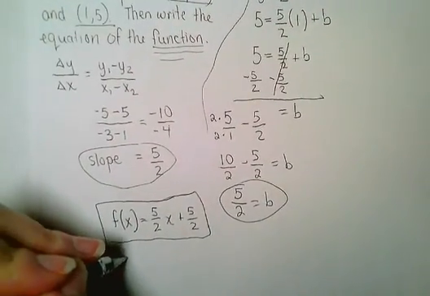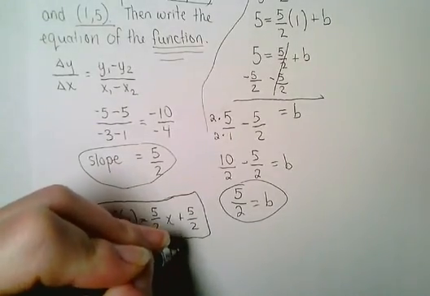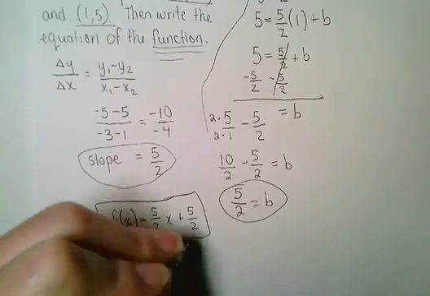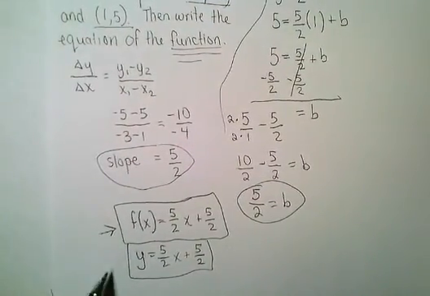Another way to write it would just be using y. So y equals 5 over 2x plus 5 over 2. Both of these would be correct. The only difference is this one is using function notation and this is using regular notation, but they're both fine.